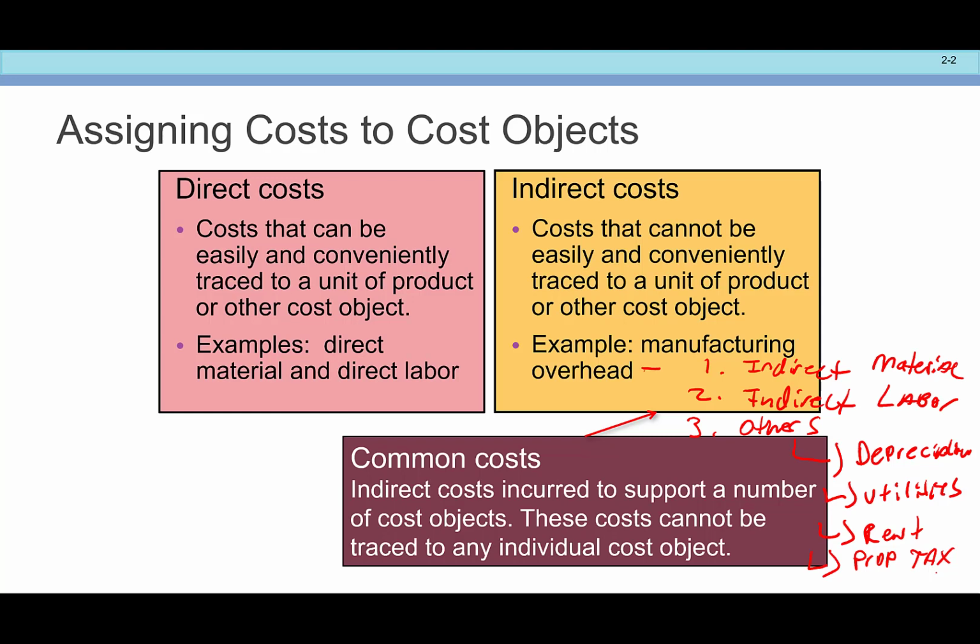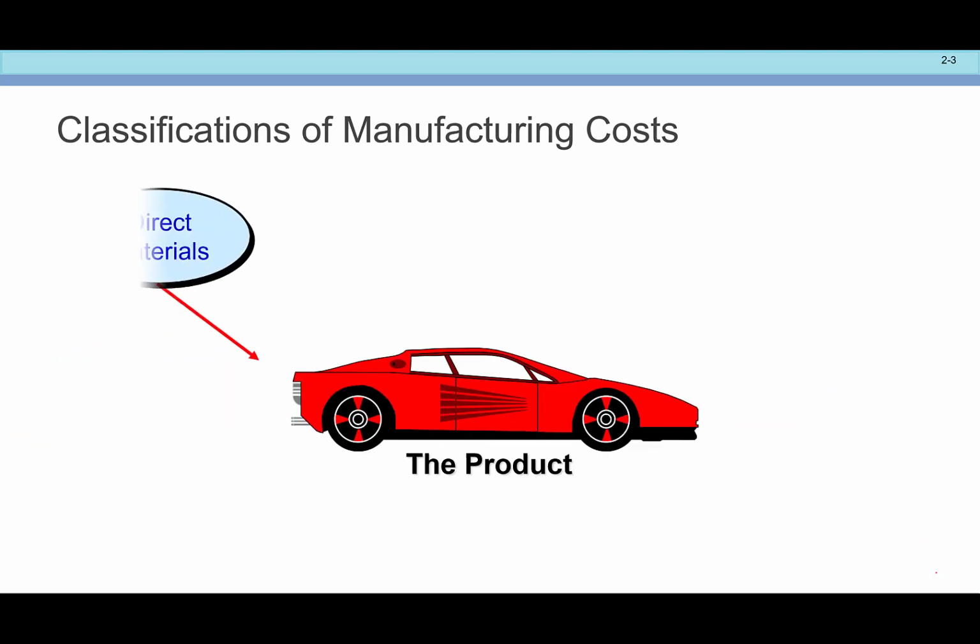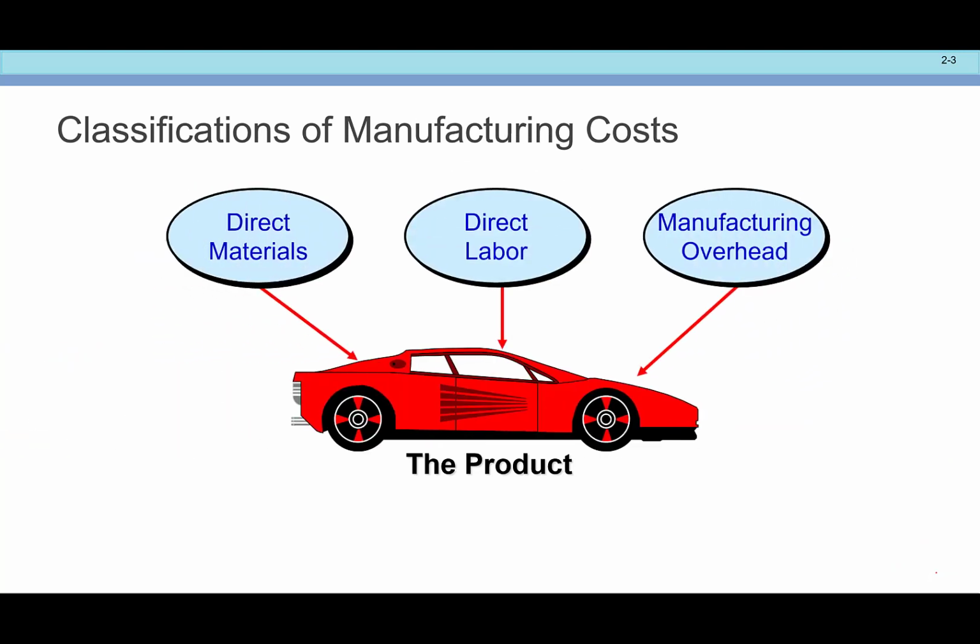The judgment of the company as to the difficulty to trace that directly to a product determines whether or not they put it in direct or indirect. Okay, good. Now we come over and they start giving us our definition of manufacturing cost.